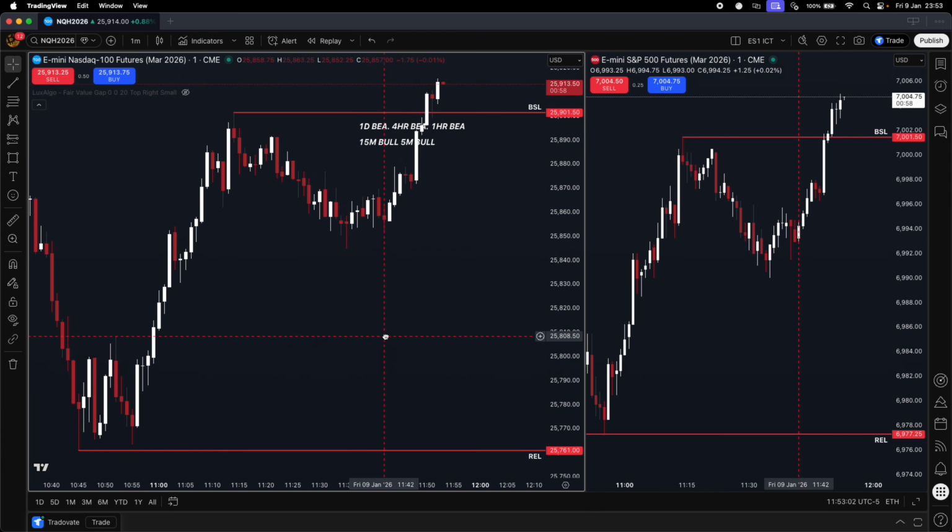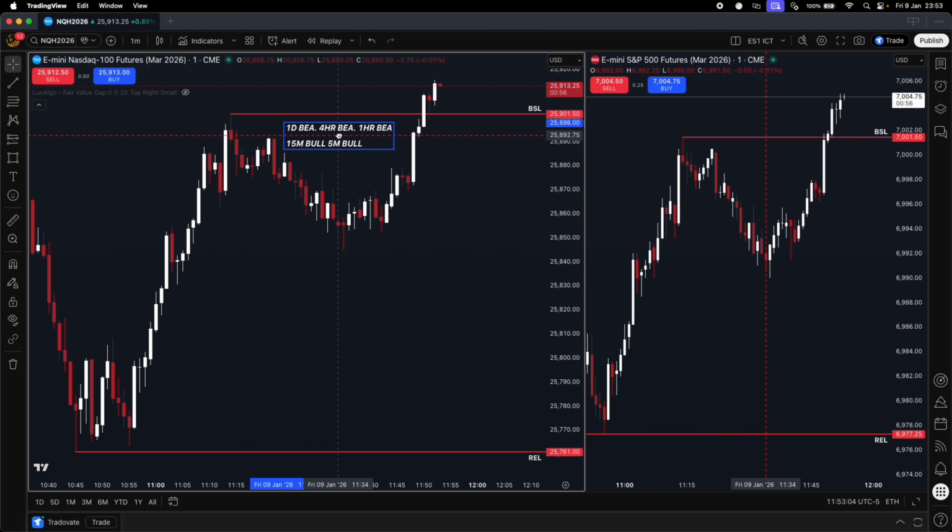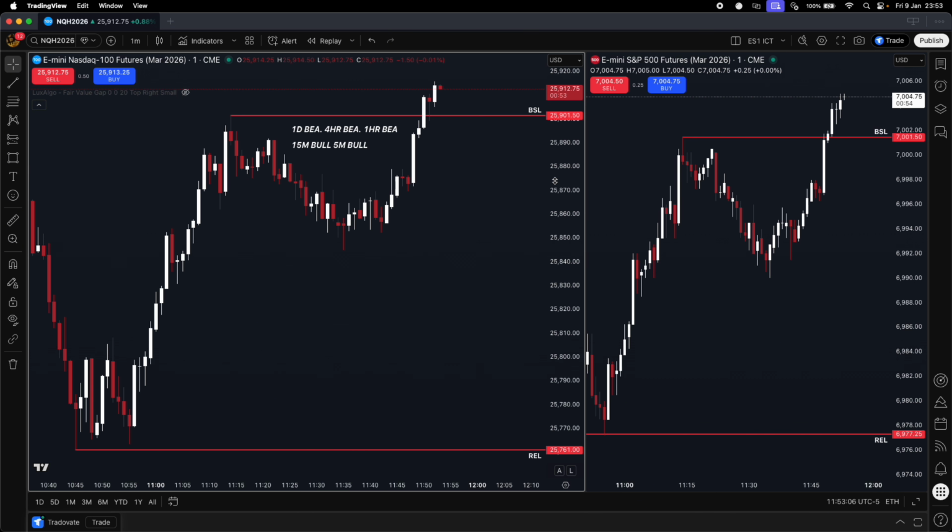So price has re-swept the buy side. So we look from this point, obviously, for shorts.